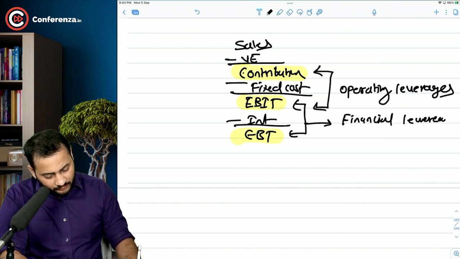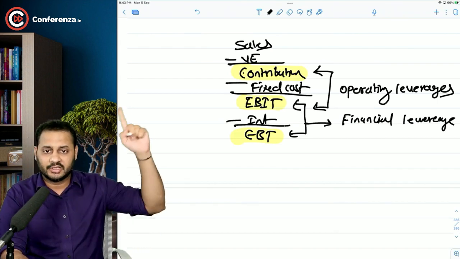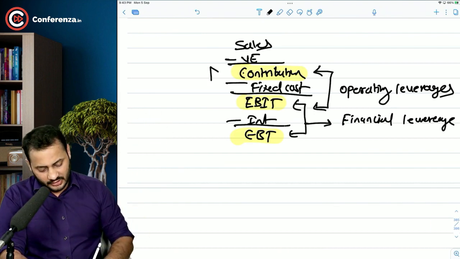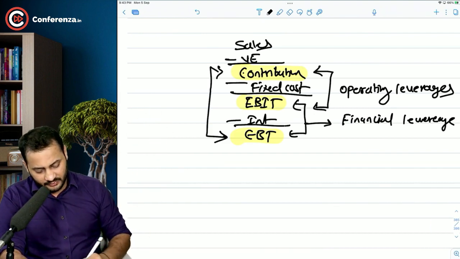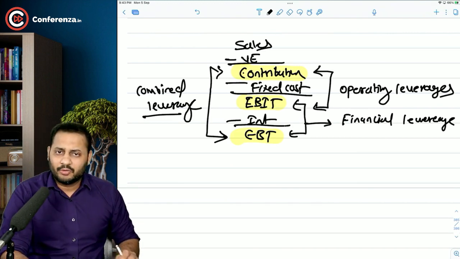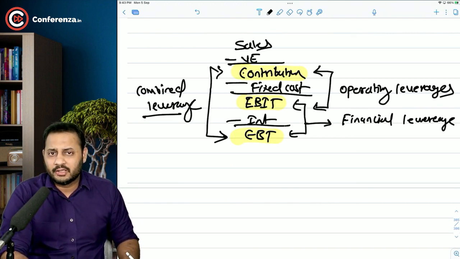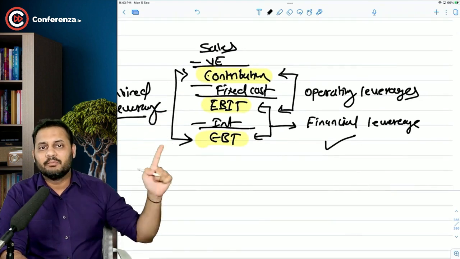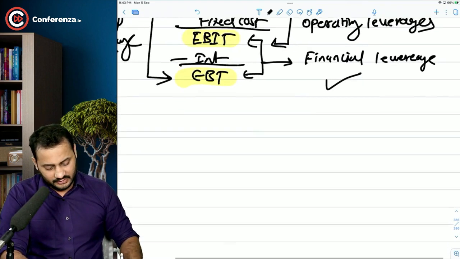And when you multiply both the leverages, that means contribution by EBIT into EBIT by EBT, ultimately resulting in contribution by EBIT, that was combined leverage. So, I'm not going into detail of the operating and combined leverage, but financial leverage has this formula, EBIT by EBT. Again, let's have a look.